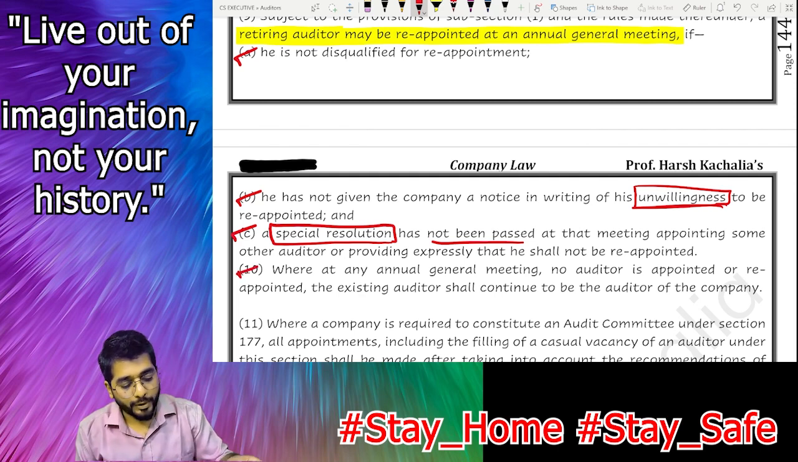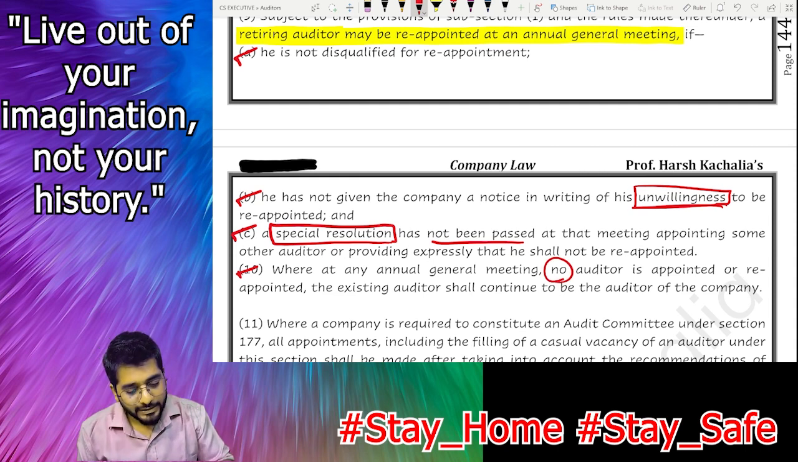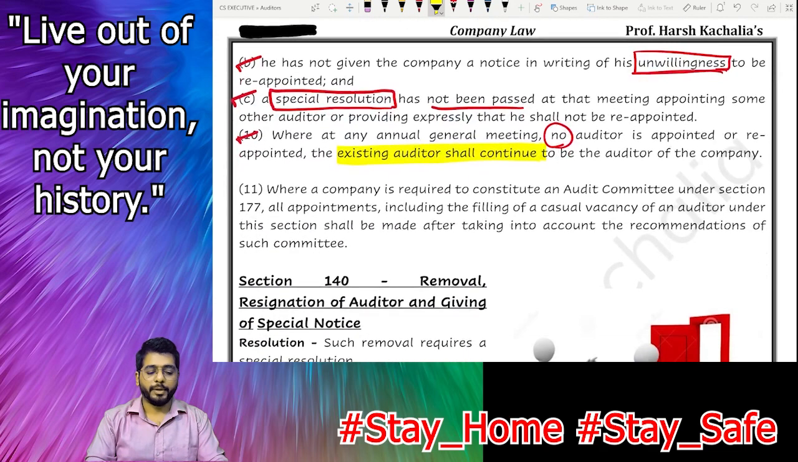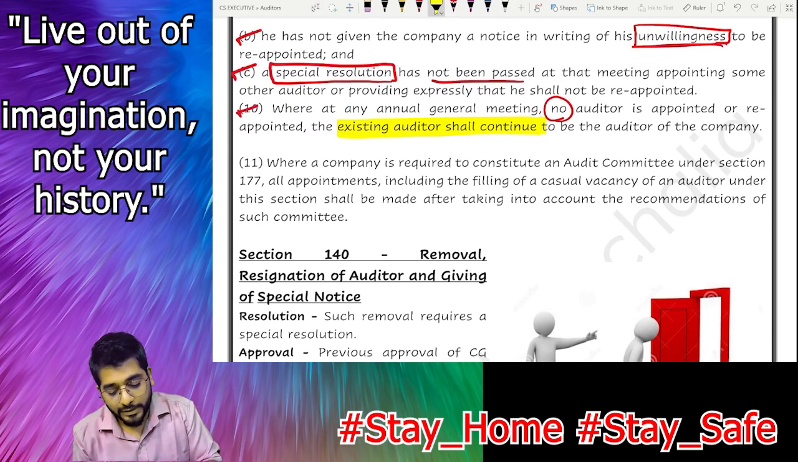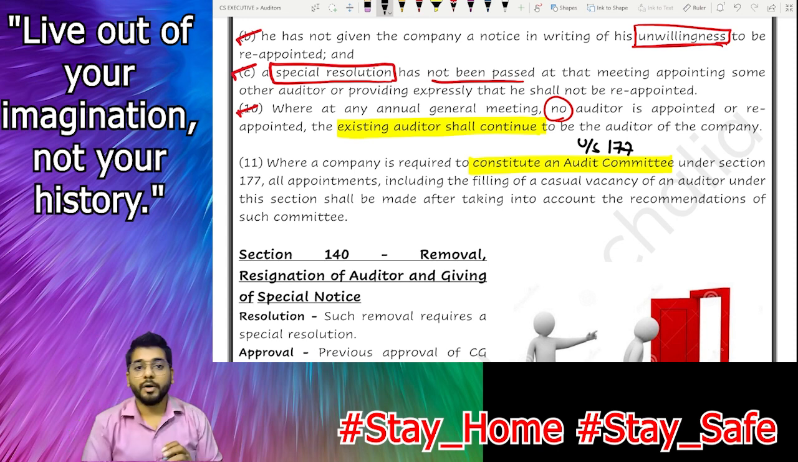Then they are saying in the new point, where at any AGM, no auditor is appointed or reappointed, the existing auditor shall continue to be the auditor of the company unless and until a new person is appointed. And where the company is required to constitute an audit committee, section 177 of the Companies Act, CA final portion.